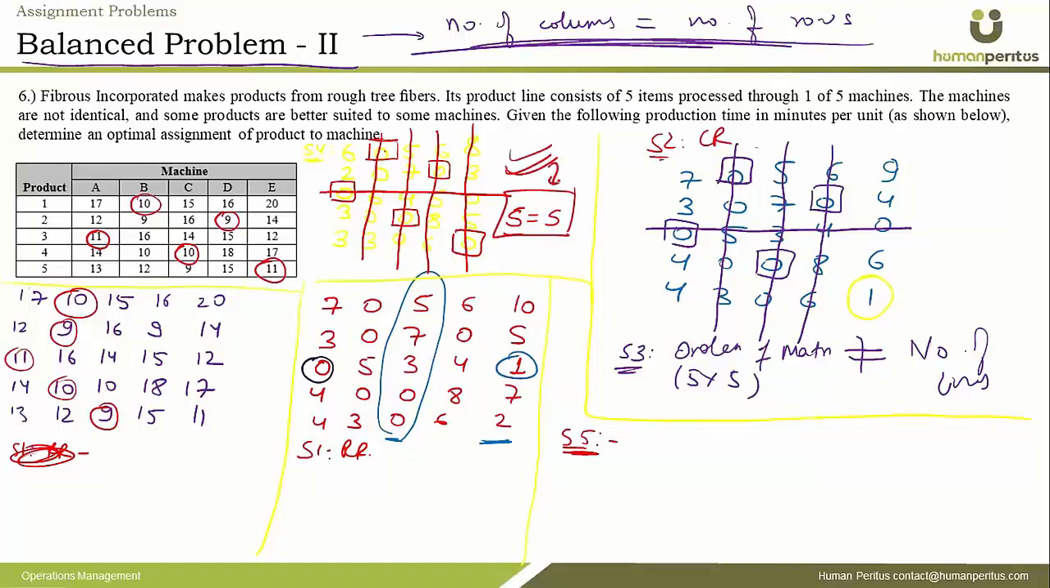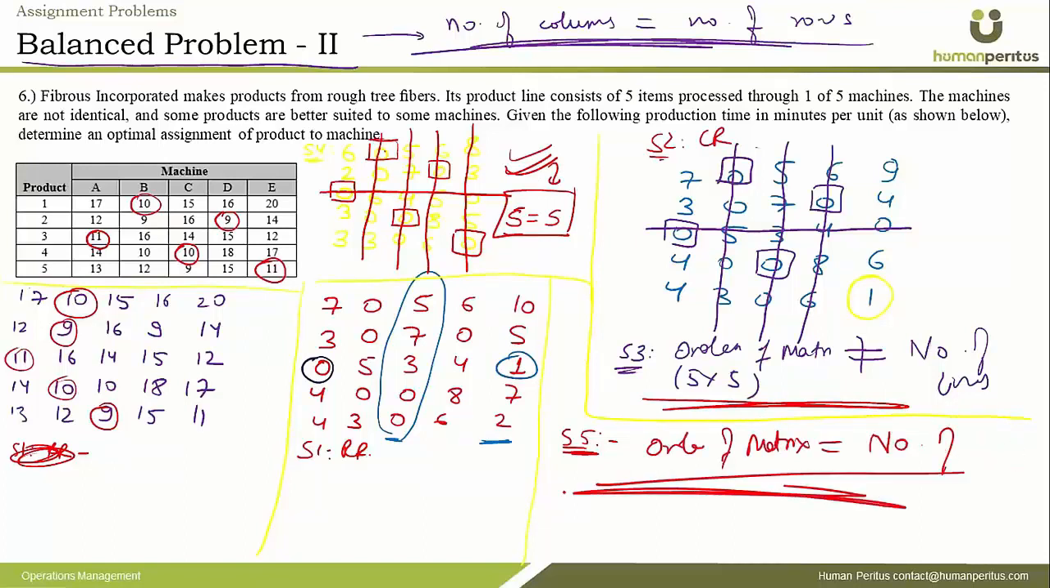Remember, this condition must be satisfied: the order of matrix should be equal to the number of lines that have been drawn. Only then can you say that the optimum solution has been reached. So here we can see 5 lines have been drawn, and the order of matrix is also 5. These are the assigned terms in the minimum time.